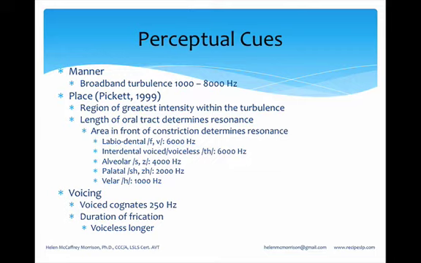So let's look at the perceptual cues that are available acoustically in fricatives. Manner of production, the fact that this is a fricative and not a nasal, not a glide, is indicated by that broadband turbulence, that aperiodic turbulence. And I've listed that broadband turbulence as extending in general for fricatives from 1,000 to 8,000 hertz, keeping in mind that 1,000 hertz is for the H.